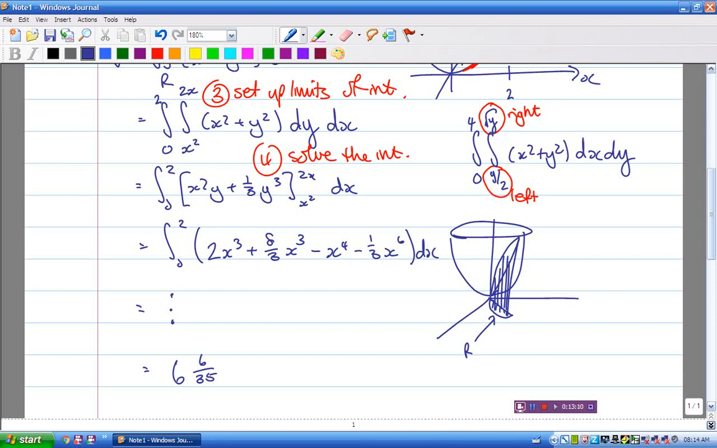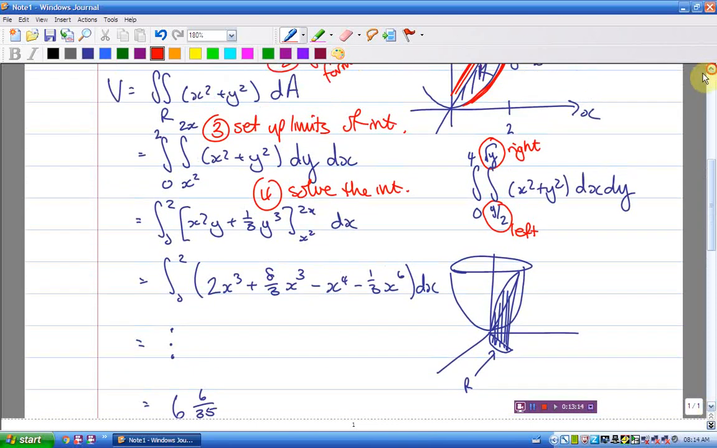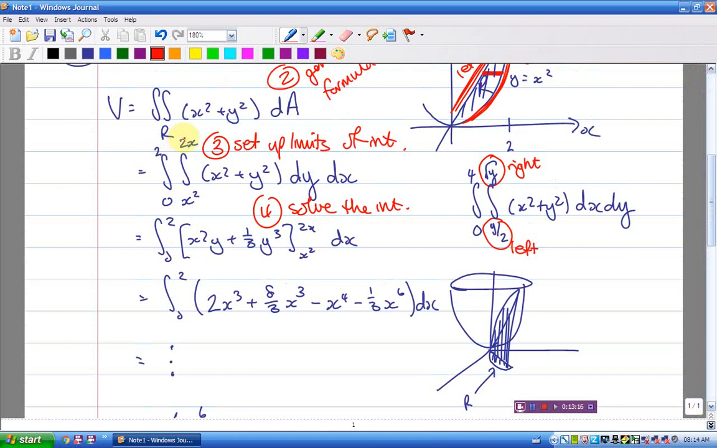Let me just write one more thing in here. Oops, wrong way. These limits of integration come from R. Or in another sense, they describe R. The limits of integration are R.